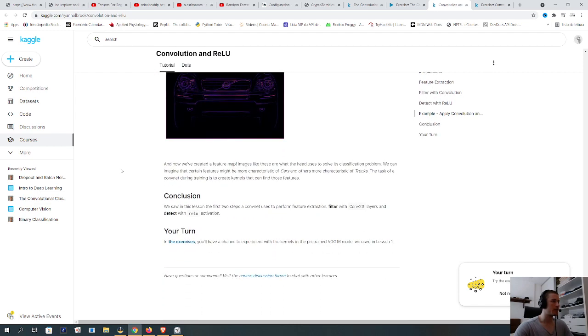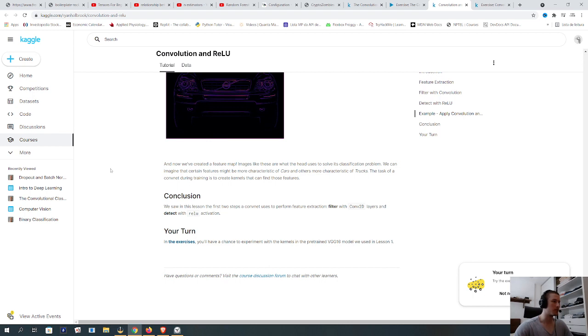And now we've created a feature map. Images like this are what the network uses to solve its classification problem. You can imagine that certain features might be more characteristic of cars and others more characteristic of trucks. The task of a convnet during training is to create kernels that can find those features.